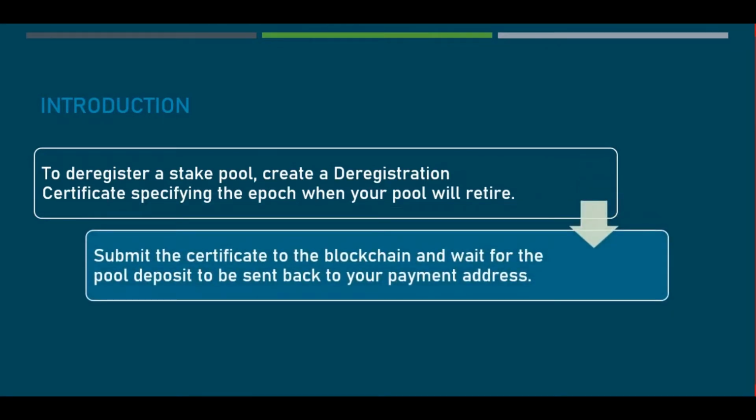Now, after submitting the transaction with the attached deregistration certificate to the blockchain, you need to wait for the pool deposit to be sent back to your payment address. And together with the pledge amount, you can now withdraw your funds. And after withdrawing, that's the only time you must deregister your stake key.